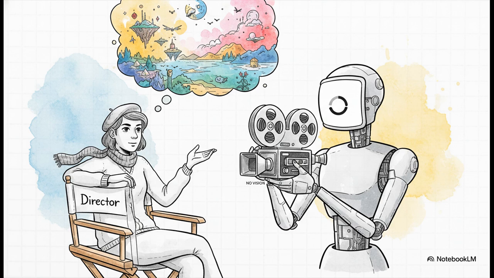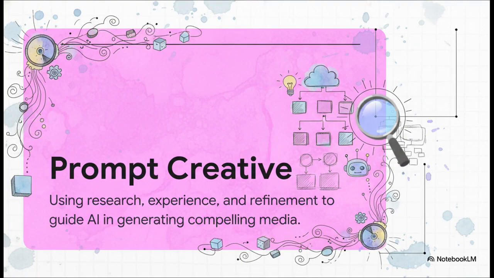The AI has no idea what you want. It doesn't have your memories or your specific vision, so your job isn't just to type in a few words. It's to give specific creative direction, just like a film director tells their crew exactly what shot they're seeing in their mind. So what do we even mean when we say prompt creative?